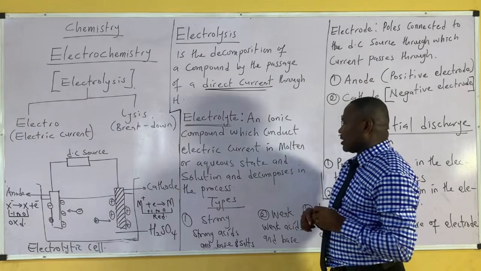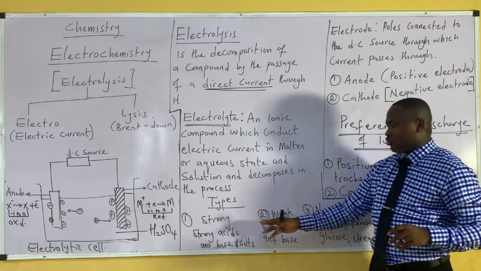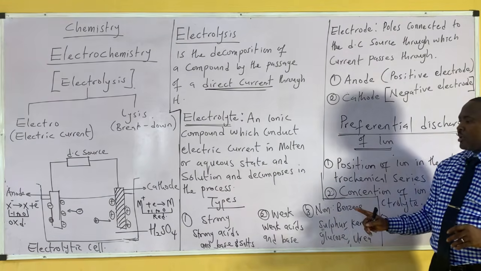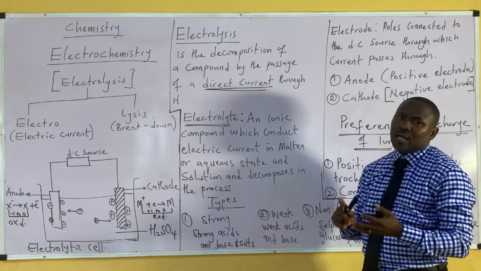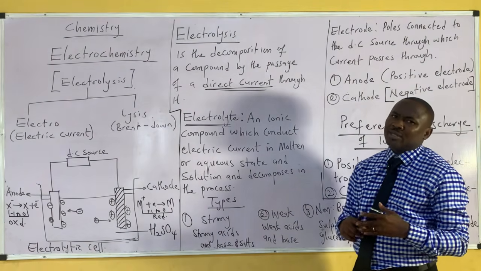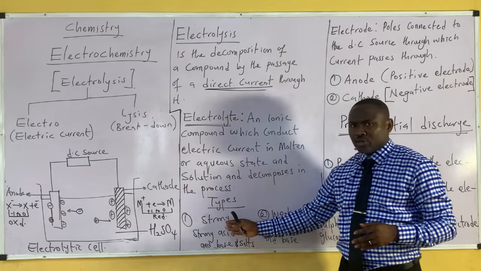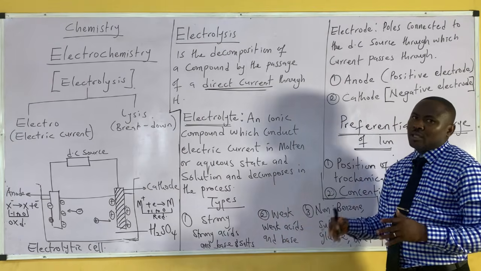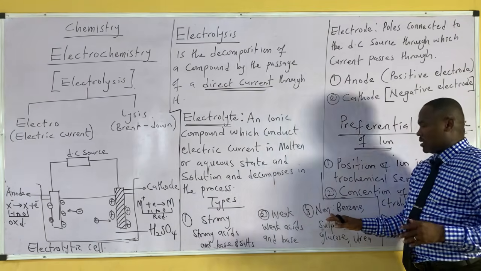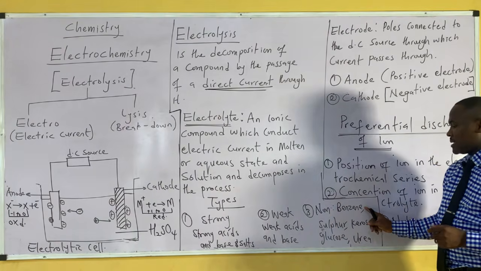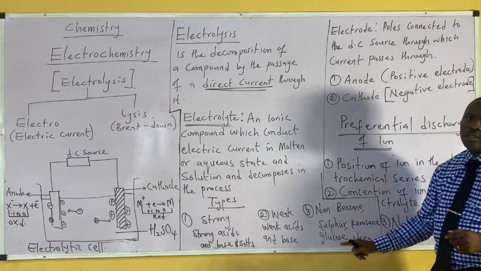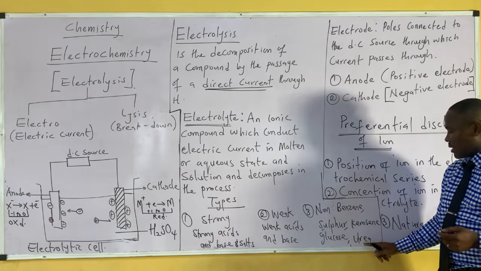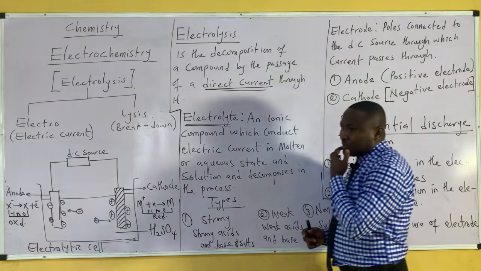Now, what about electrolytes? We have types of electrolytes. We have a strong electrolyte, a weak electrolyte, and a non-electrolyte. Good examples of strong electrolytes are strong acids, strong bases, and practically all salts. Weak acids and weak bases are weak electrolytes. Then we have non-electrolytes. Good examples of non-electrolytes are benzene, sulfur, kerosene, glucose, table sugar, and urea.